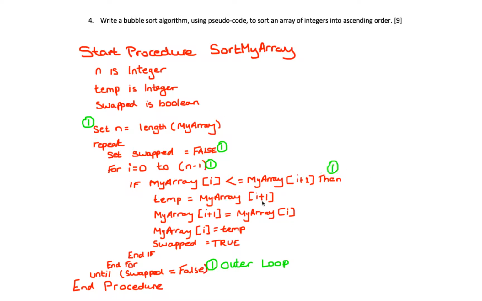The sixth mark comes from initializing the temp variable to equal my array at position i plus 1. You also get another mark for setting the swapped value to true when a swap has actually occurred. And you also get a mark for carrying out the correct swaps in the correct order. And finally, the ninth mark comes from the for loop or the inner loop of the bubble sort. And that is the end of the question, worth a total of 9 marks.